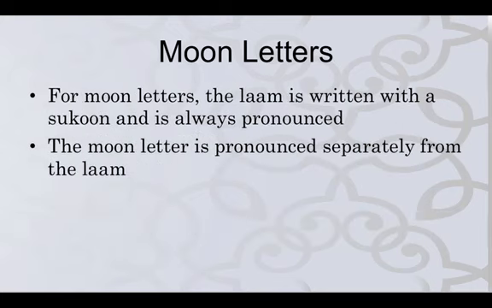Now for the moon letters, the lam is written with a sukoon and it is always pronounced. We will go into details of this in just a second. I'll give you 6 examples of this, as well as of sun letters. And the moon letter is pronounced separately from the lam, and you will see what I mean by that in just a second. You don't add shadda in the case of the moon letters.